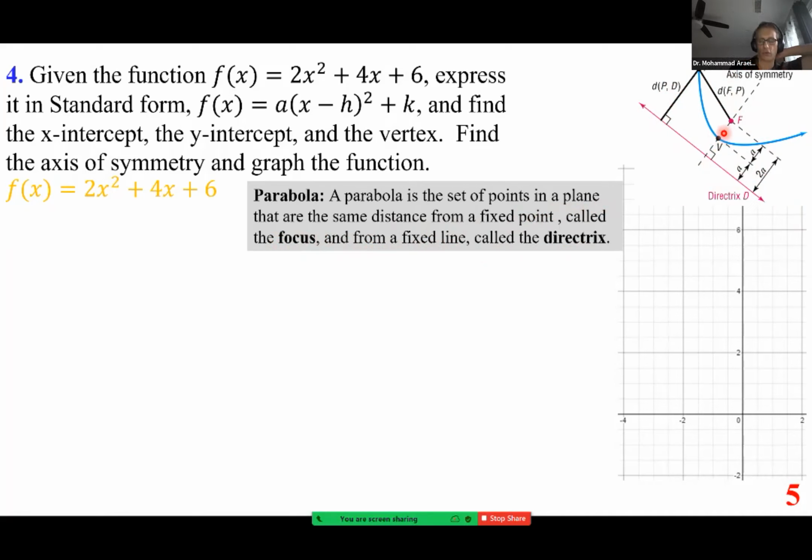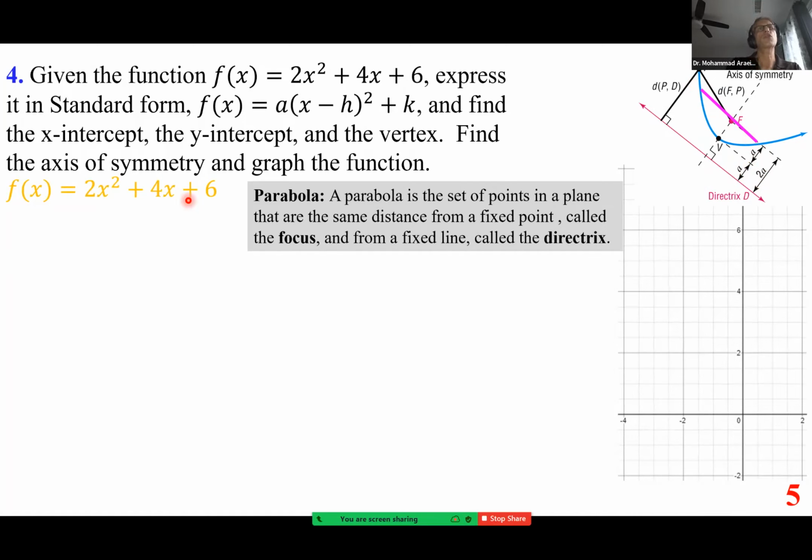And that's called focal distance. Sometimes they call it P, sometimes they call it A. And with that being the case, notice this is 2A, so is this one, so it's 4A, 4 times the focal distance. It's called latus rectum as far as the terminology is concerned.